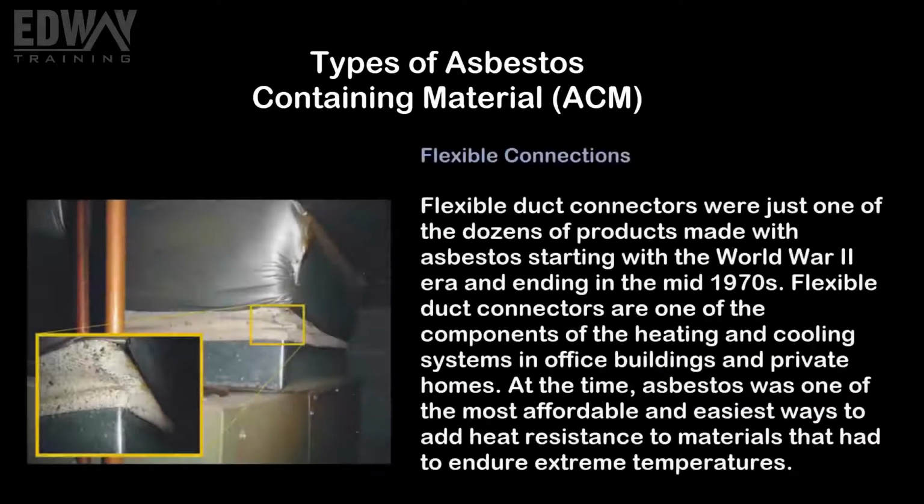Flexible connections. Flexible duct connectors were just one of the dozens of products made with asbestos starting with the World War II era and ending in the mid-1970s. Flexible duct connectors are one of the components of the heating and cooling systems in office buildings and private homes. At this time, asbestos is one of the most affordable and easiest ways to add heat resistance to materials that had to endure extreme temperatures.